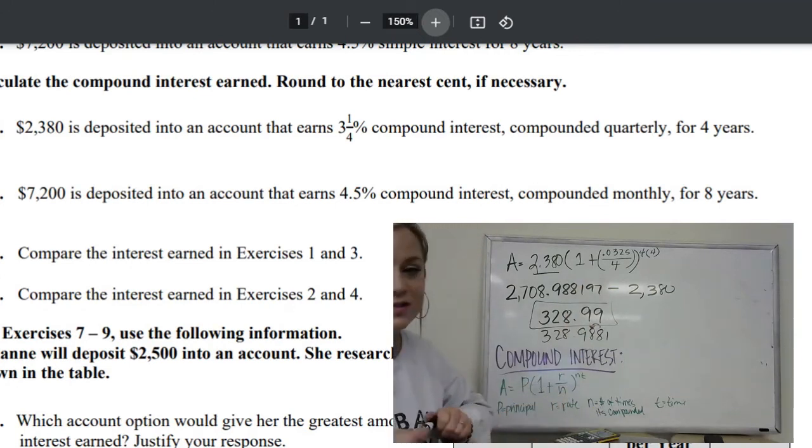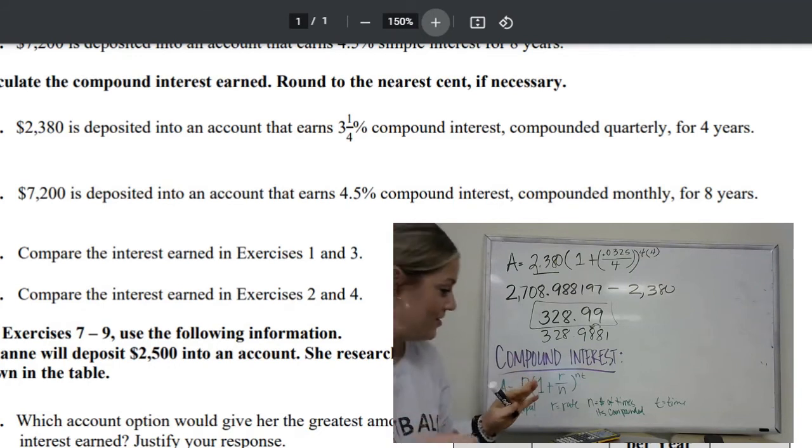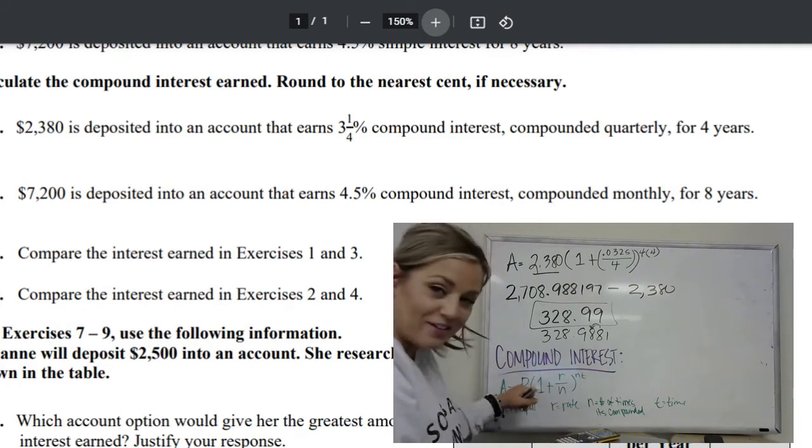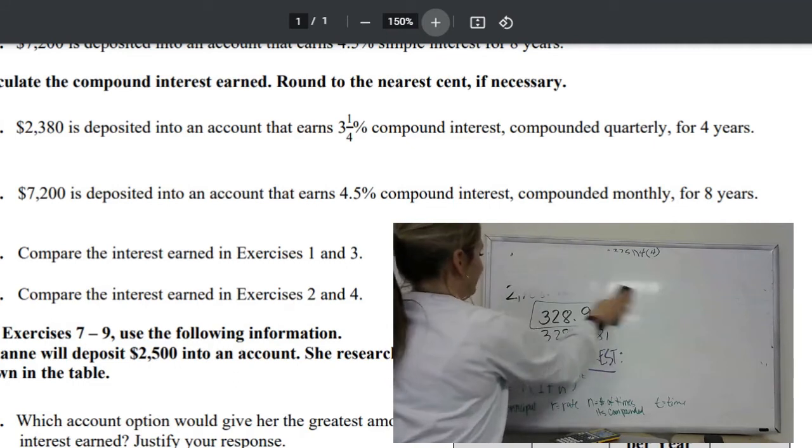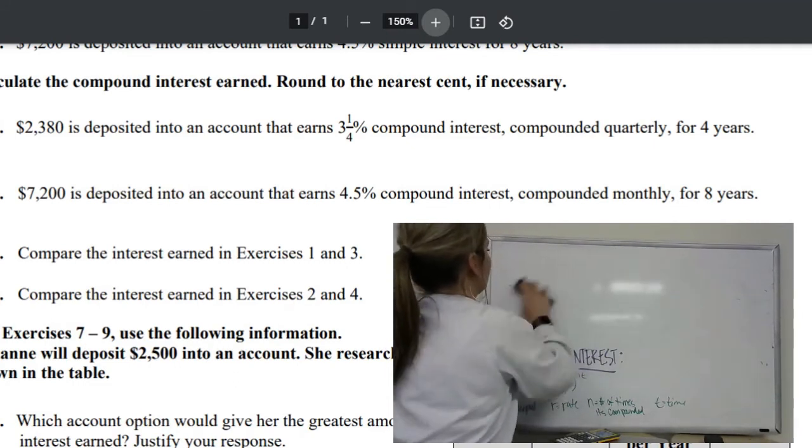Okay, so we got one more example. I know it's a lot. But if you have this down, you're good. Okay, one more example.